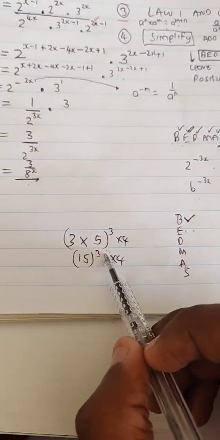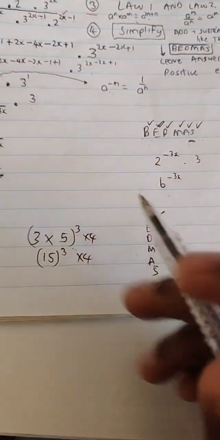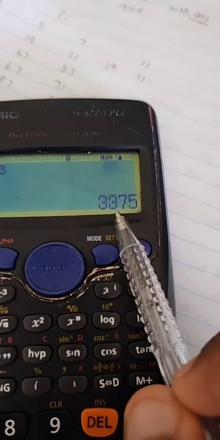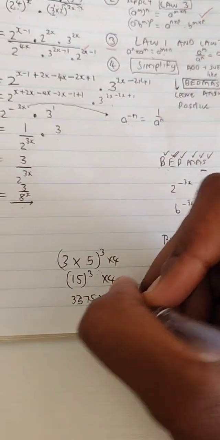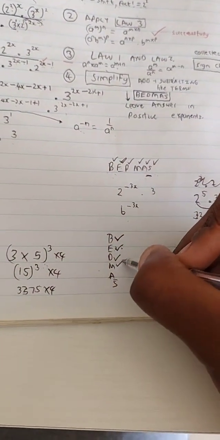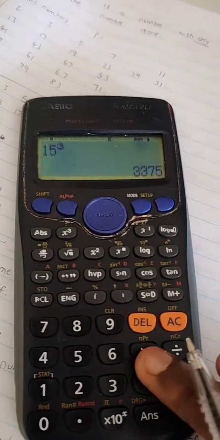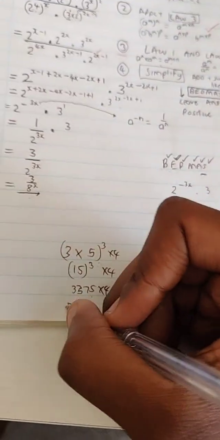Exponent. You apply your exponent to the bracket, because E means exponent. So you can calculate 15 to the power 3. What's 15 to the power 3? It's 3,375. Exponents done. Division? No. Multiplication? Yes. Now you can multiply these two. What's 3,375 times 4? That gives you 13,500.